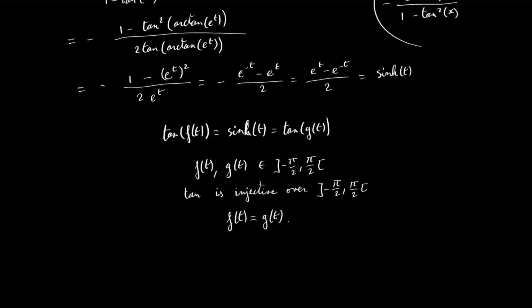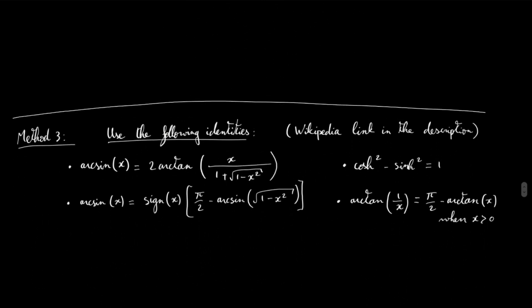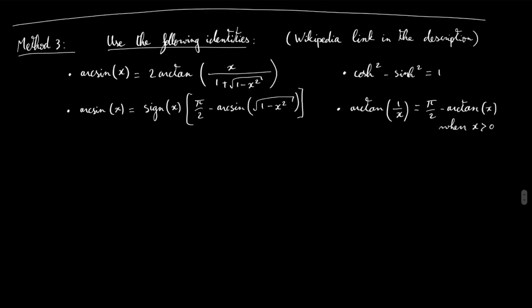Now let's check the third method that is going to consist in using the following identities.